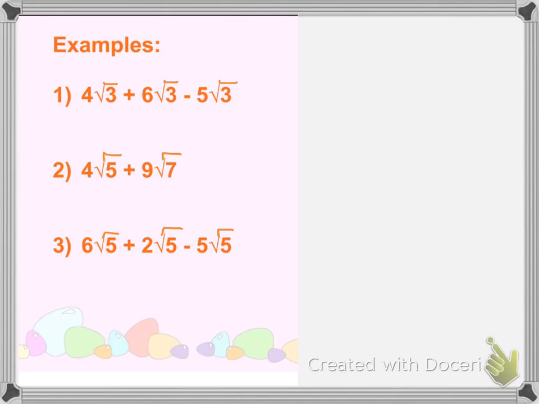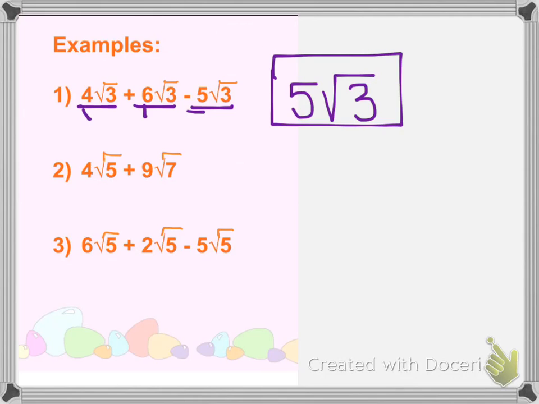So, just like we did way back when, go to each term, 4 radical 3. Underline it once. Go to the next term. 6 radical 3 matches 4 radical 3 because the square root is the same. Then go to the next one. 5 radical 3 matches all of those because it's also square root of 3. So add or subtract the numbers in front. 4 plus 6 is 10, minus 5 is 5. The square roots had to be the same in order to add and subtract them. Stays the same when you're done. Final answer, 5 root 3.